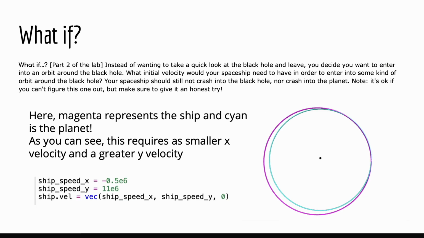What if, instead of escaping the black hole, we wanted to fall into orbit? Well, through trial and error, we found these values to let us fall into orbit with a black hole. Here, the magenta represents the ship and the cyan represents the planet. And as you can see, this required a much lower x component of the speed and a higher y component of the speed.